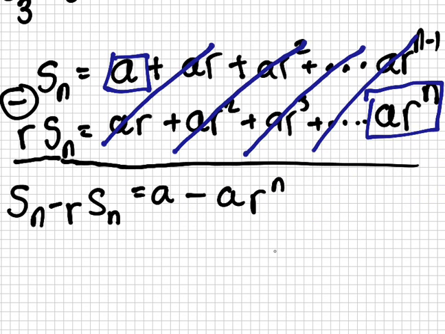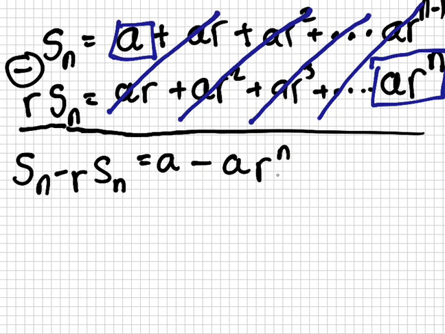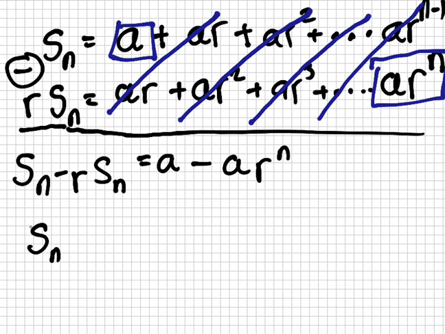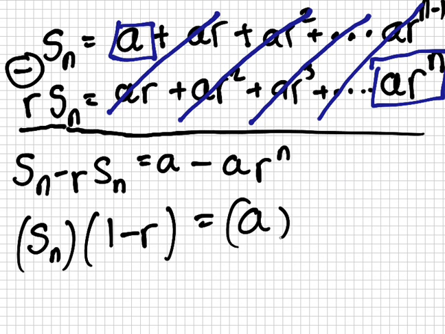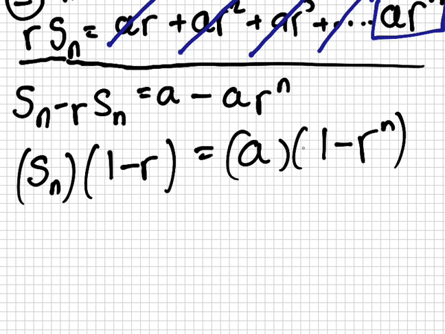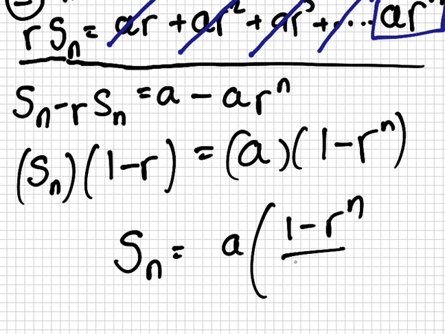What was I looking for? Sn. So on the left I have Sn times 1 minus R. What's the verb? What did I do here? Factorize. And factorize here, A times 1 minus R^n. So I just need to divide by 1 minus R and I get my formula. Sn equals A(1 minus R^n) over 1 minus R.